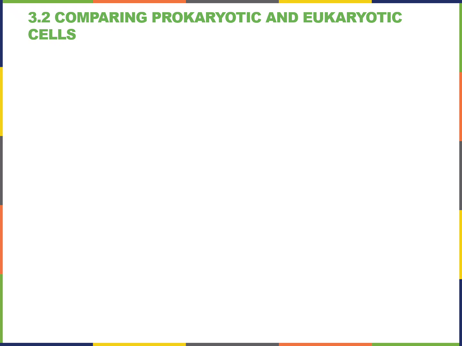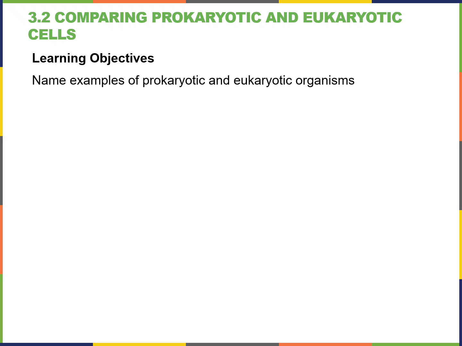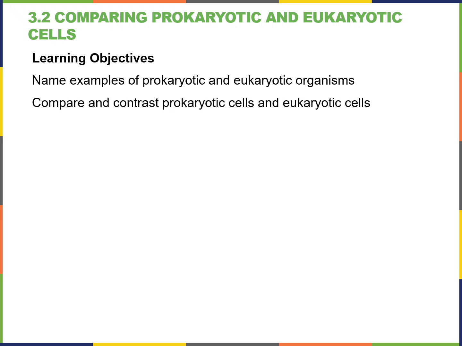So the next thing that we are going to do, we're going to talk about prokaryotes versus eukaryotes. We touched on this a little bit in lab last week, but by the end of this, you should be able to name a few examples of prokaryotic and eukaryotic organisms, be able to compare and contrast these different types of cells, and then describe their relative sizes of the different types of cells.